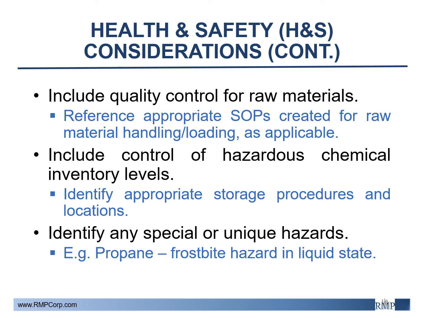Quality control for raw materials is based on the facility. Usually, if raw materials are being handled and loaded, there is an SOP particular to that operation. Control of hazardous chemical inventory levels should be covered in the facility's storage procedures and should designate an appropriate storage location. And lastly, document the unique hazards that chemicals may present, like propane in a liquid state can cause frostbite upon exposure.